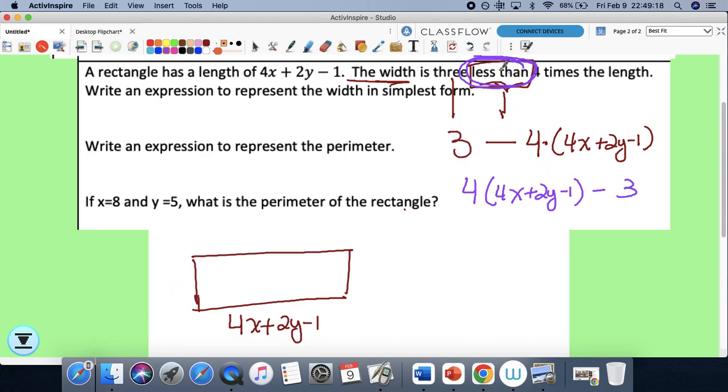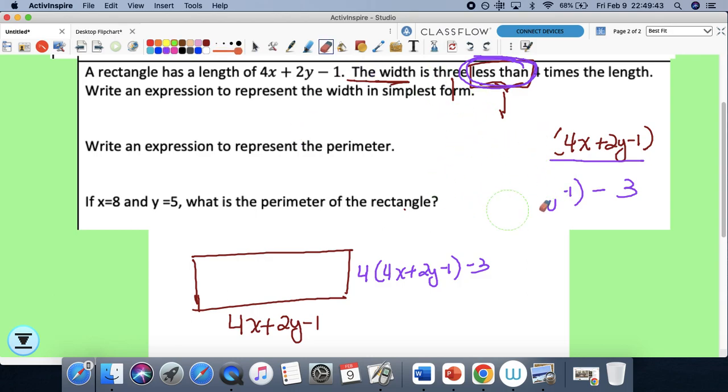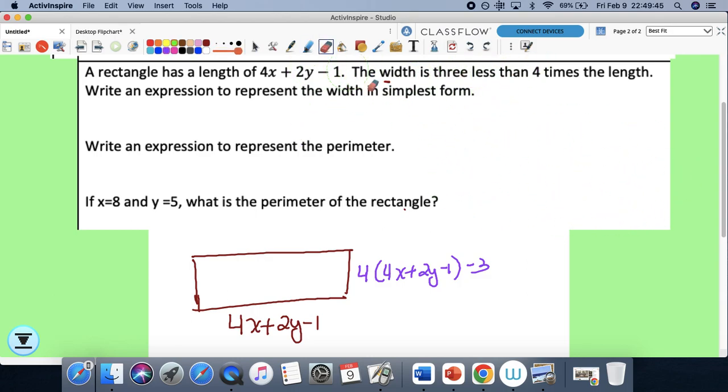All right, so those two. Anytime you see the word less than, when you're translating it, you got to make sure you change the order of the terms. The second term becomes the first, and the first term becomes the second, they switch positions. So the width now is expressed as this. Write an expression to represent the perimeter. Well, now that we have that, we can take this guy here and simplify it a little bit more, right? So let's do the distributive property.